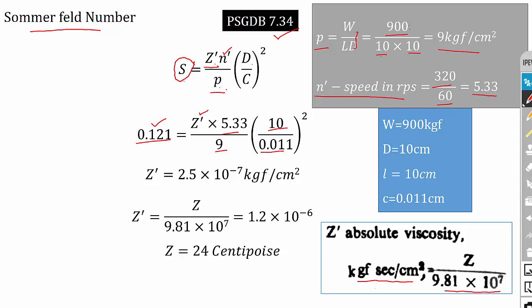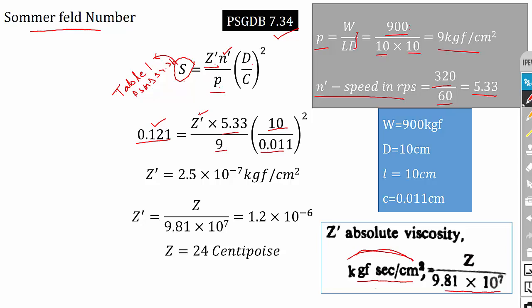Remember that S is the Sommerfeld number that we have taken from table 1 from PSG data book, page 7.36. Then Z dash is the absolute viscosity in kg second per centimeter square, that is equal to Z divided by 9.81 into 10 power 7.